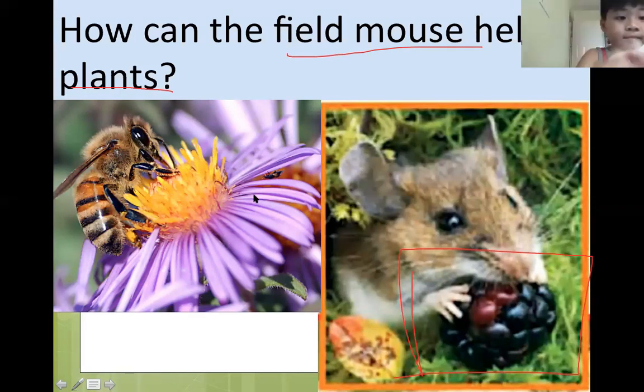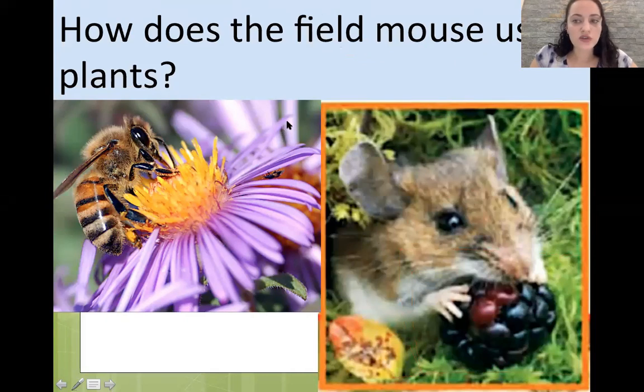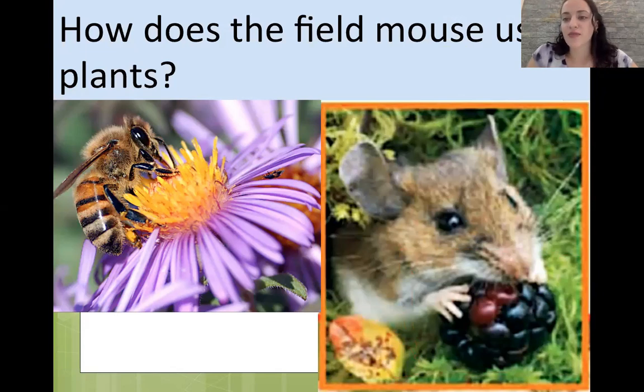How about Ray? The bee takes the pollen, and the field mouse eats fruits and take out seeds. Very good. The bee spreads pollen and the field mouse spreads seeds. Excellent job, Ray. How does the field mouse use plants? So how do the plants help the field mouse? Susu? What does the field mouse get from the plant? Food. Food, very good. So they both help each other.